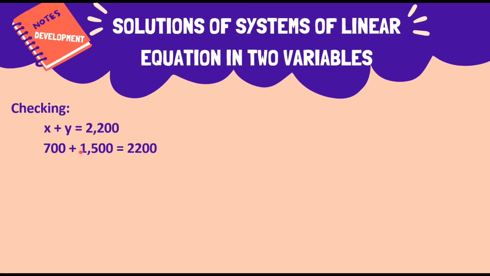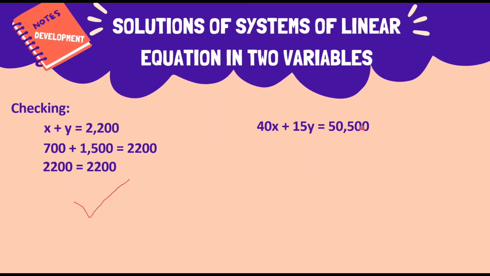So, what is 700 plus 1,500? Okay, correct. We have 2,200. So, 2,200 is equal to 2,200. Therefore, our answer is correct. So, that is checked. Okay, second equation.